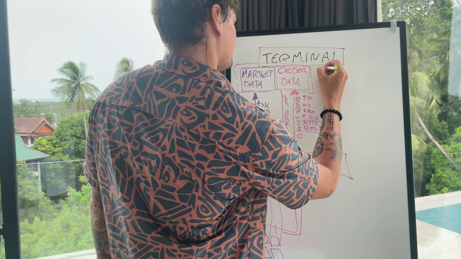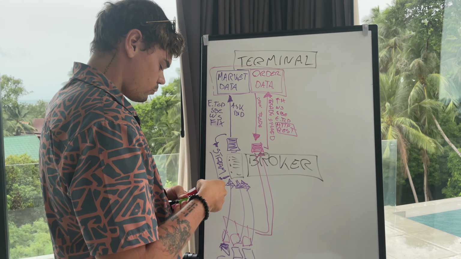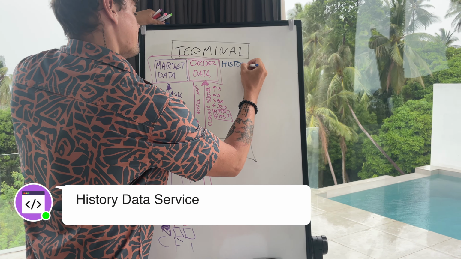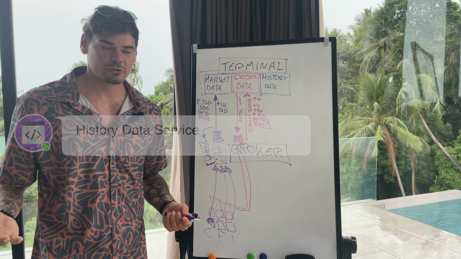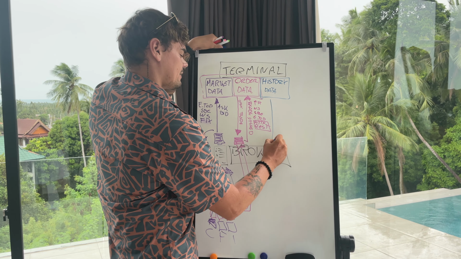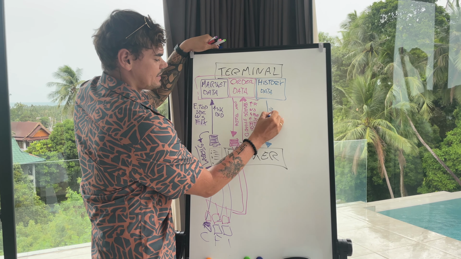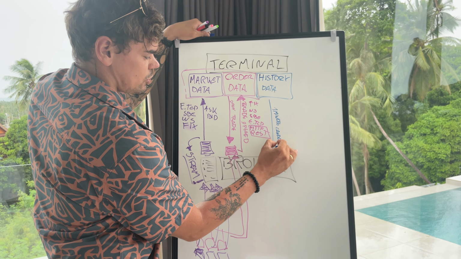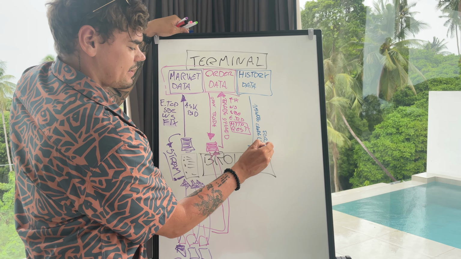So let's call it this. The green color is not working, that's not good. The blue one, yes. History data. So you have another module. And how this module works: again, we send information to the broker that we want to get history for, let's say, a 1 minute candlestick chart for, I don't know, 7 days.